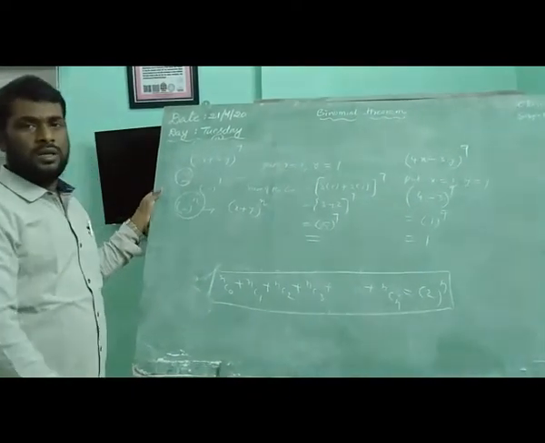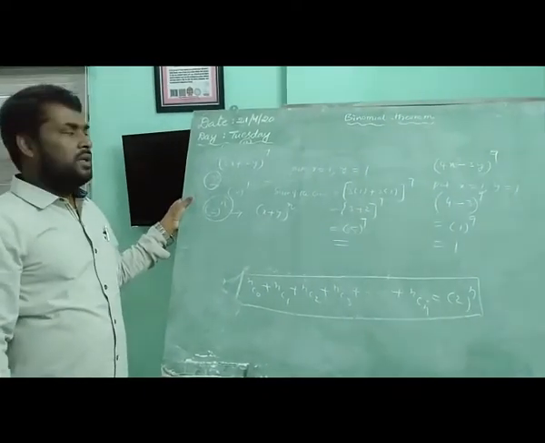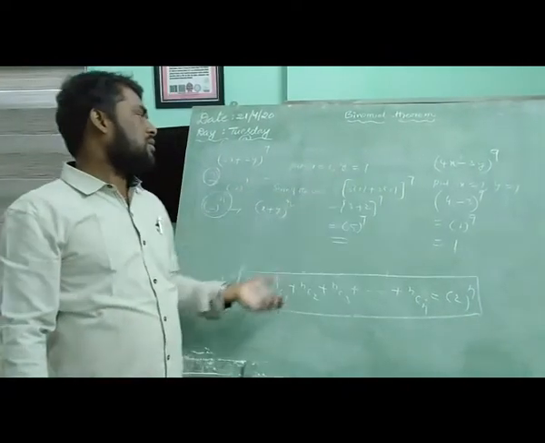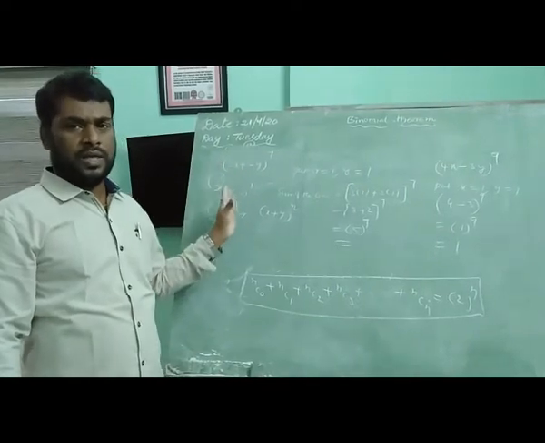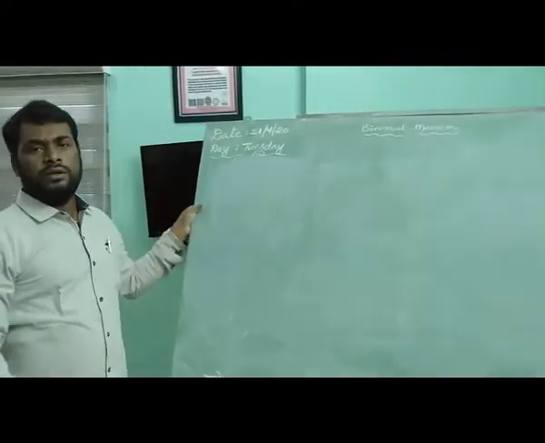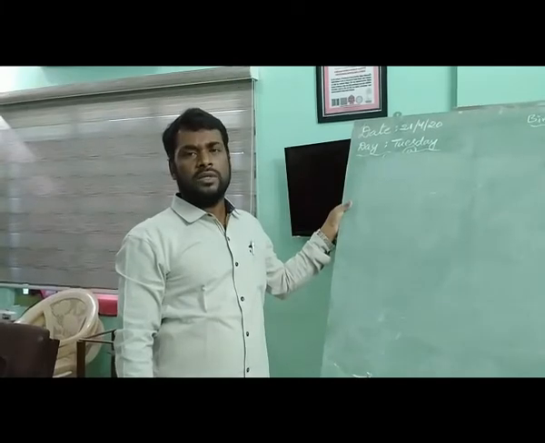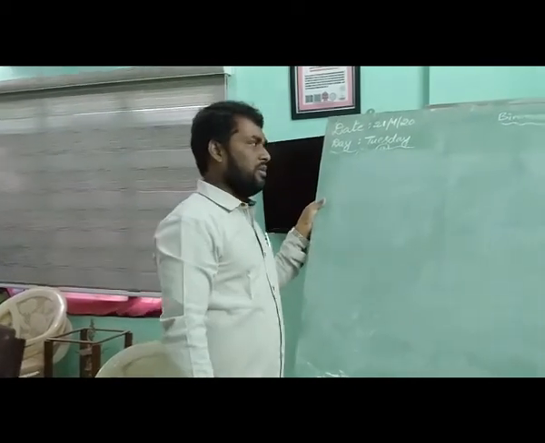Replace x equals 1 and y equals 1. If we replace x equals 1 and y equals 1, then you get the sum of the coefficients in any binomial expansion. Okay. Now I am going to explain a few examples which are related to the binomial theorem.